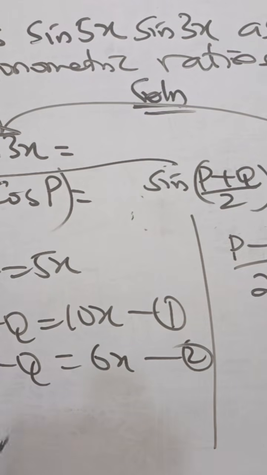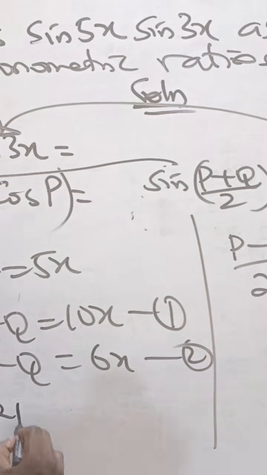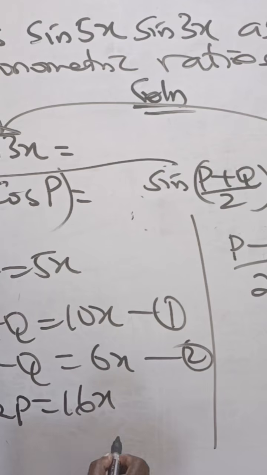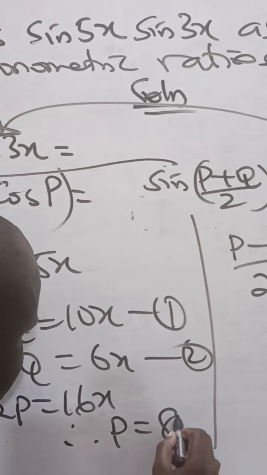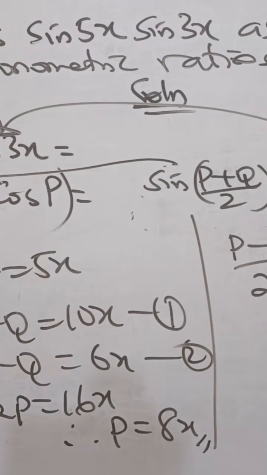So these are two simultaneous equations. When we add these two equations together, this will cancel out. We are going to get 2p to be equal to 16x. Therefore, p is equal to 8x. We have gotten the value of p, the value of p to be equal to 8x.